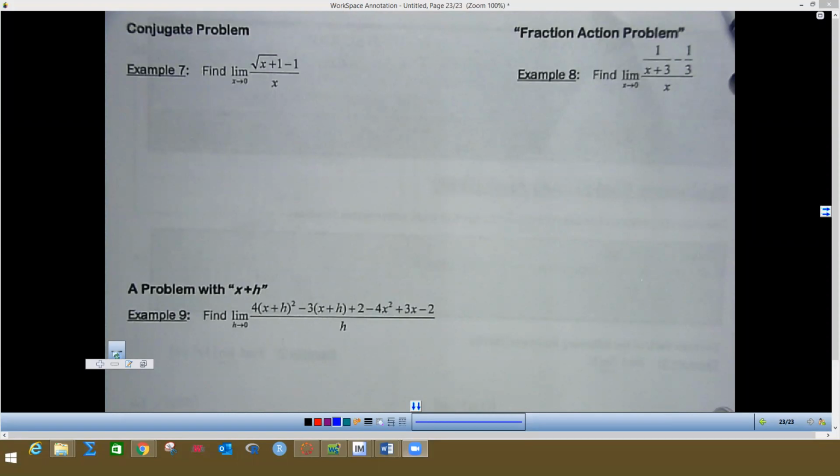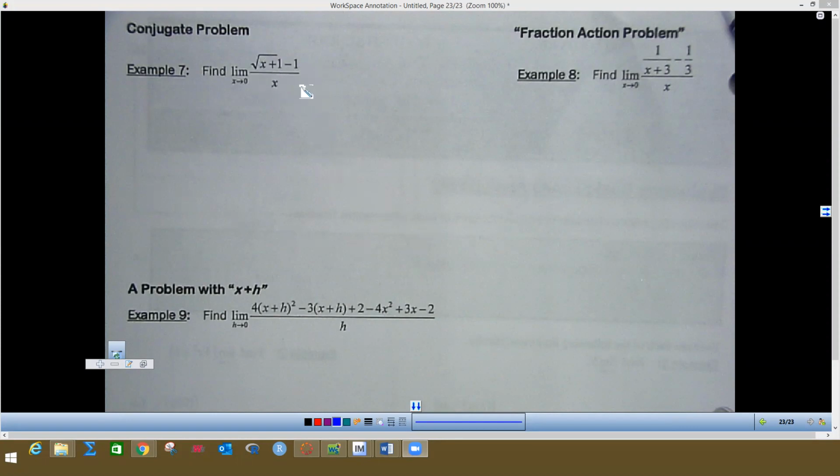I have been asked to redo examples 7 and 8 from notes on 1-6, so I am going to do that right now. Just so you know, this is called a binomial that has a radical. It could be in the numerator, it could be in the denominator.